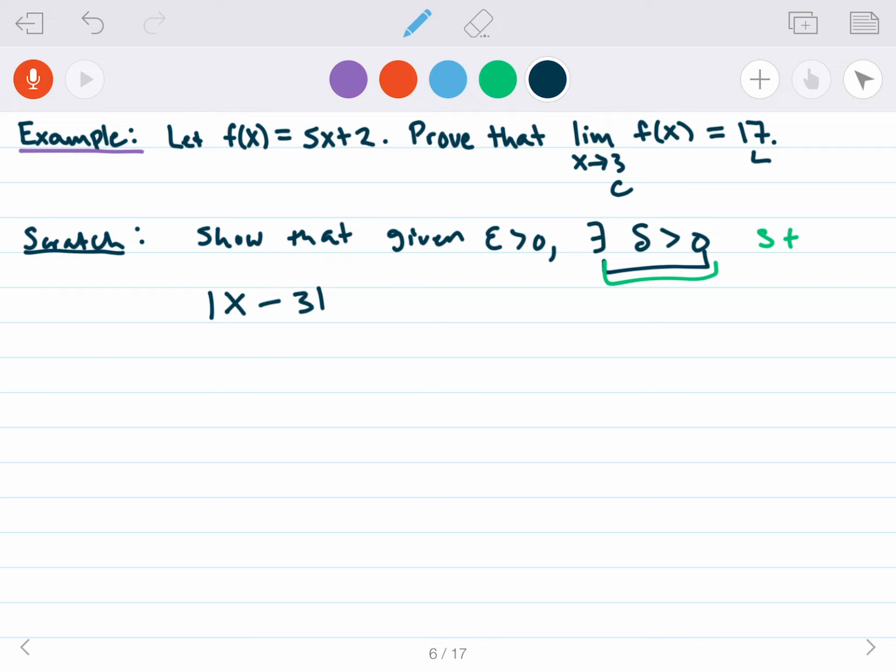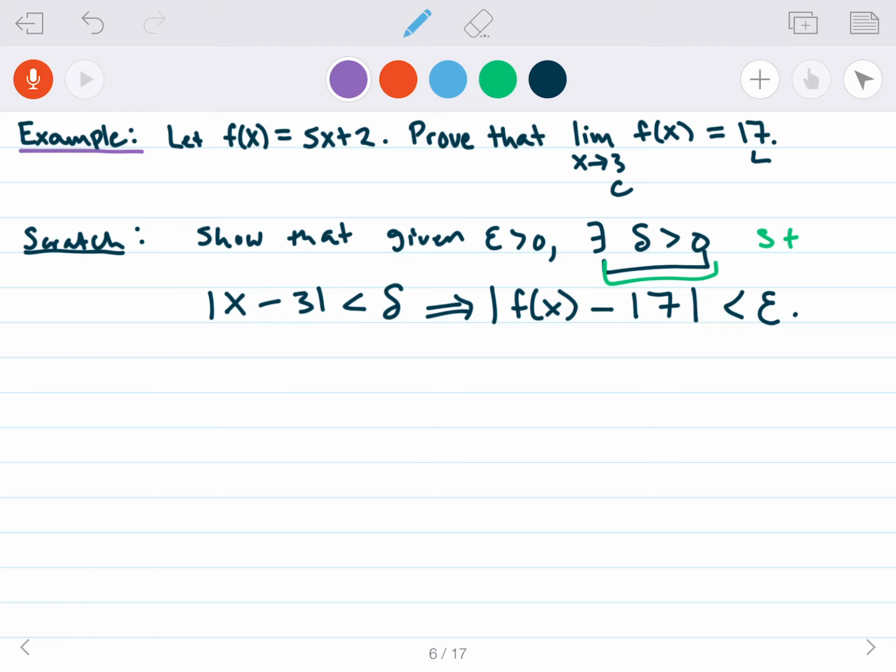The distance between x and 3 being less than delta. Sometimes I say epsilon and I mean delta, I'm sorry about that. So if |x - 3| < delta, so if x is in the delta neighborhood centered at 3, that means that |f(x) - 17|, I'm claiming that my limit is 17, is going to be less than epsilon. So this is what I'm trying to show.